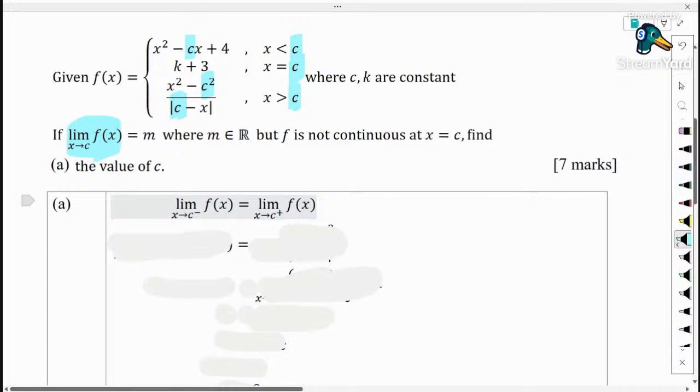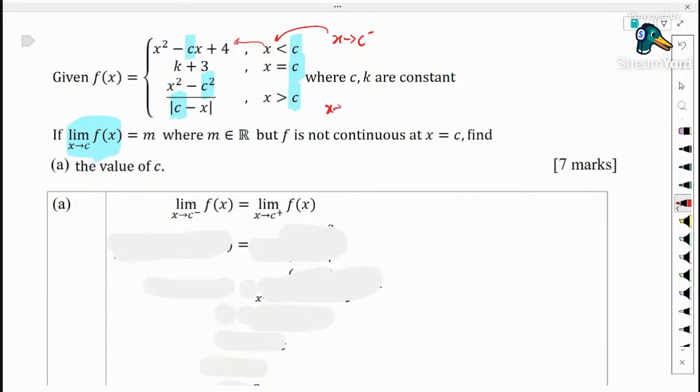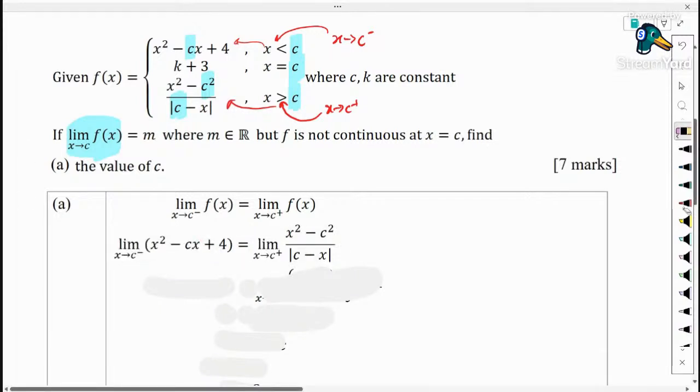And what is the function used for C plus and C minus according to this question? Let's see. For x approaching C minus, slightly less than C, we are using the first function. For x approaching C plus, slightly greater than C, I'm going to use the third function. So as a result, we substitute accordingly.